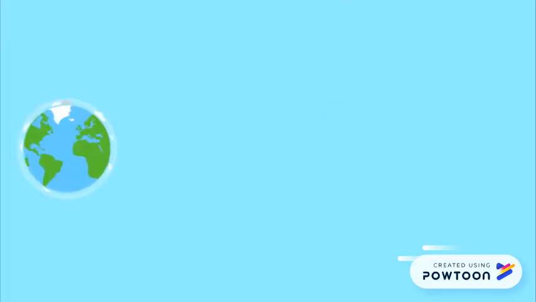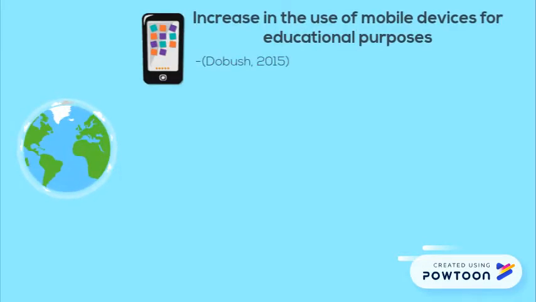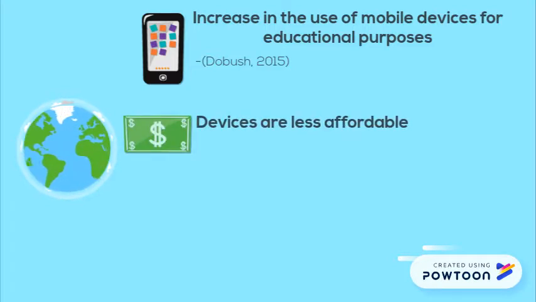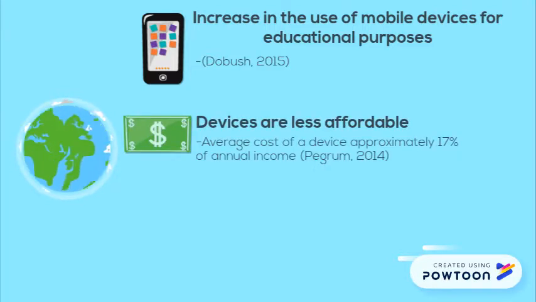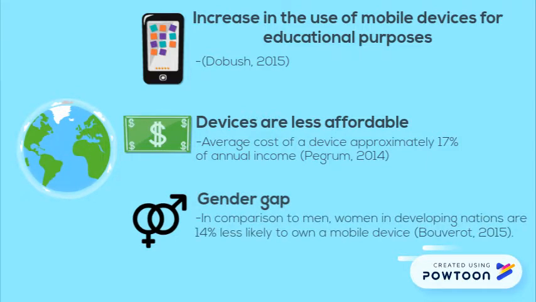In the developing world, there is a greater focus on affordability and access to mobile devices. There is a visible increase in the use of mobile devices for educational purposes. However, when compared to developed nations, devices in developing nations are less affordable. A gender gap exists in developing nations when it comes to usage and access to mobile devices. Compared to men, women in developing nations are 14% less likely to own a mobile device.